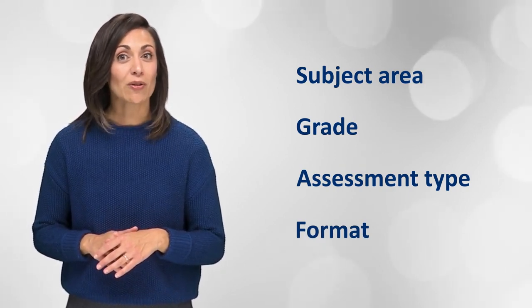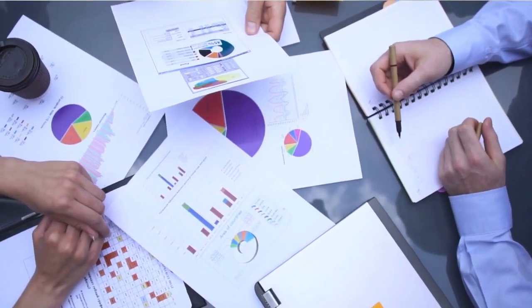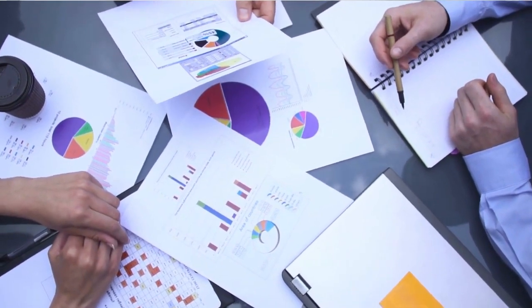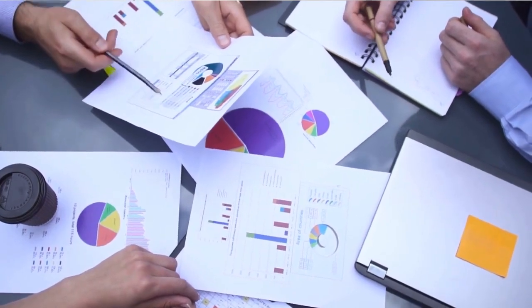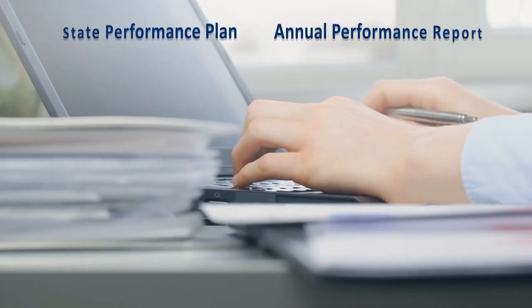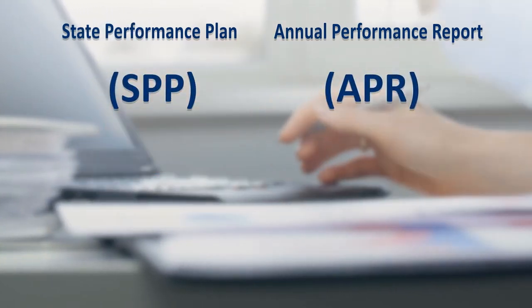Now that we've covered the reporting requirements, let's consider how states might use the assessment data. It's important for the states to ensure that the assessment data are of high quality because they use these data to report on their implementation of the Individuals with Disabilities Education Act, or IDEA. For example, in the State Performance Plan and Annual Performance Report, also known as the SPP-APR, states must use the assessment data to report on indicators related to participation rates and proficiency rates of students with disabilities on statewide assessments.